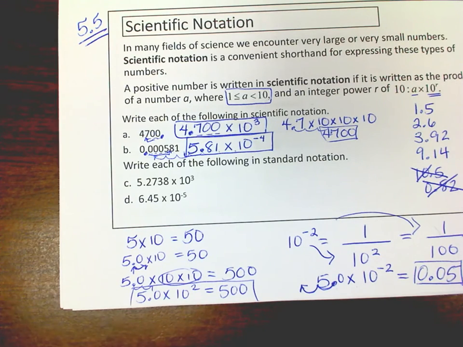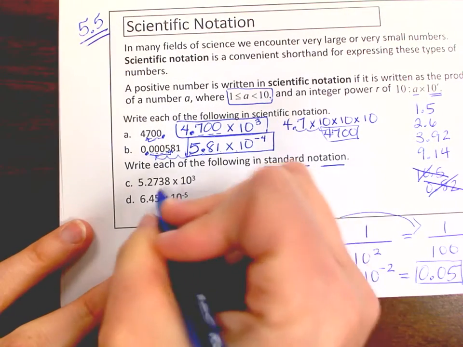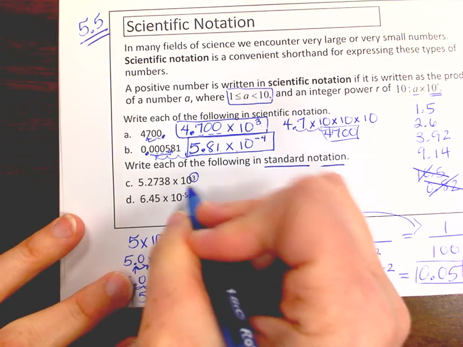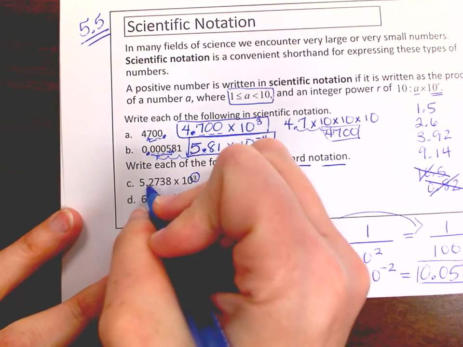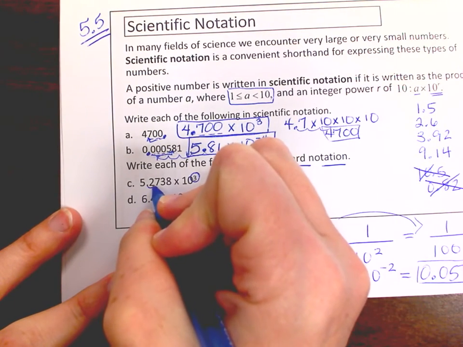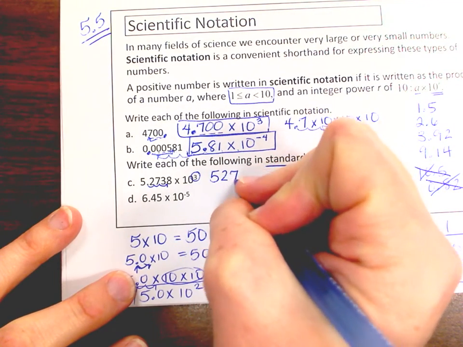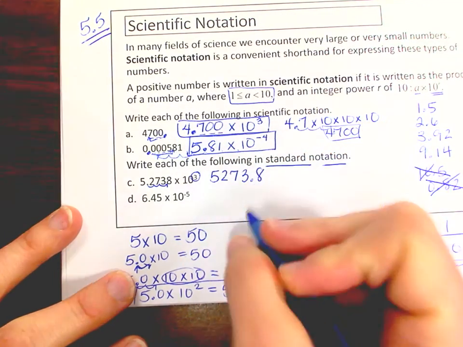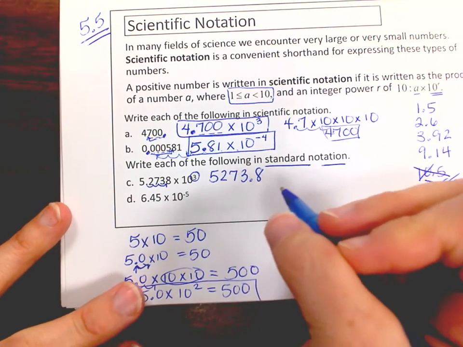Now you have to be able to go the other way as well, and take the scientific notation and put it into standard notation. So this exponent is what we look for. It's 10 to the third power, which tells us we're going to multiply by 10 3 times. That's going to move our decimal to the right 3 times. It's going to make this number 5273.8, so that would be read as 5,273 and 8/10.